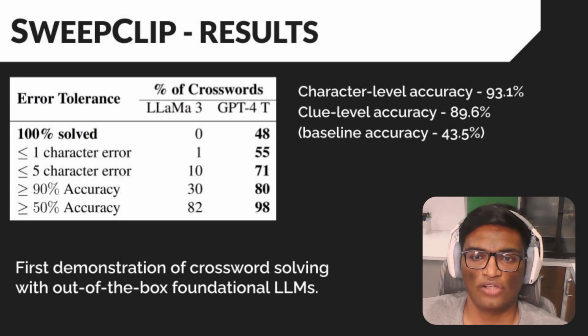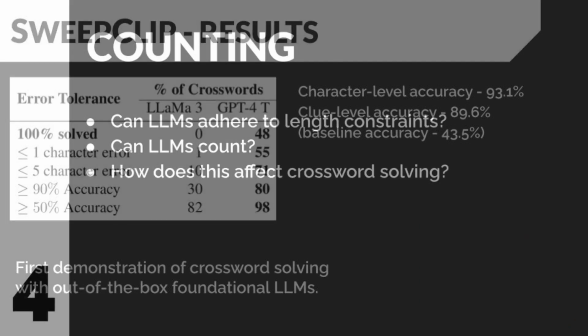Our algorithm, alongside GPT-4 Turbo, manages to solve 48% of crosswords without any errors and half fills 98% of crosswords. The final character level accuracy is 93.1% and the final clue level accuracy is 89.6%. Note that the baseline accuracy, that is, the accuracy without employing our algorithm, is 43.5%. The performance with Llama 3 70 billion is worse, but a significant uplift in clue answering accuracy is still observed.